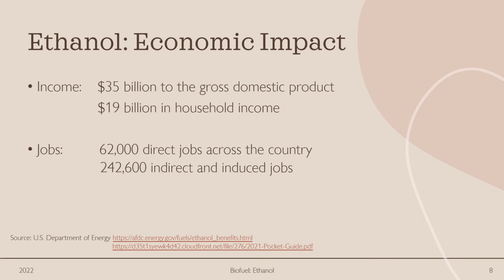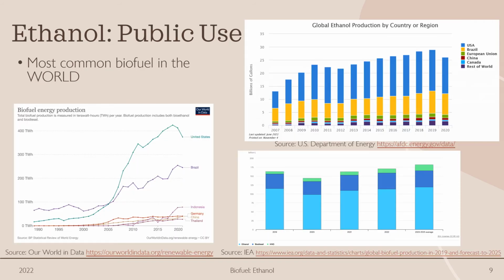Ethanol production creates over 62,000 jobs directly and over 242,000 jobs indirectly in the U.S. Many of those jobs are in rural areas where employment opportunities are needed. Ethanol production brings in over $35 billion to the gross domestic product and $19 billion in household incomes. Ethanol is the most common biofuel worldwide.